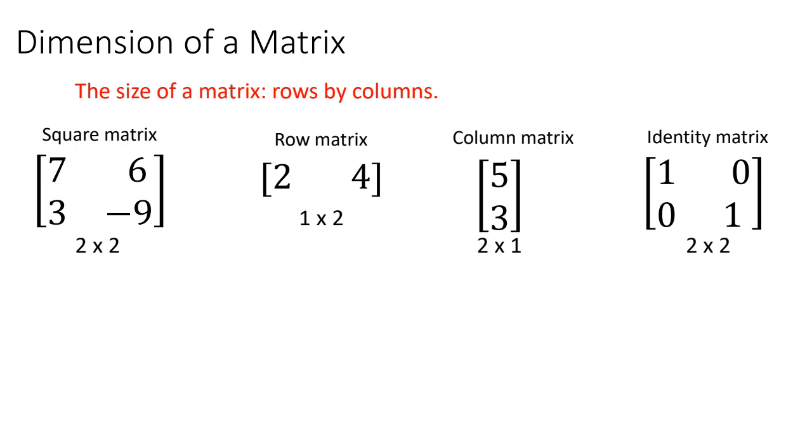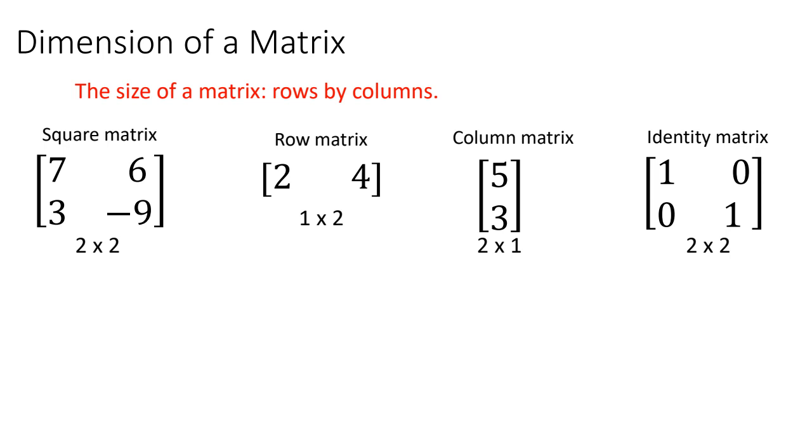If I go back to the first one, our 2 by 2, the reason this is called a square matrix is that any matrix that has the same number of rows as columns is called a square matrix. If I had 3 rows and 3 columns, that would also be a square matrix. 5 rows, 5 columns, that is also a square matrix. A square matrix is anything that has the same number of rows as columns.